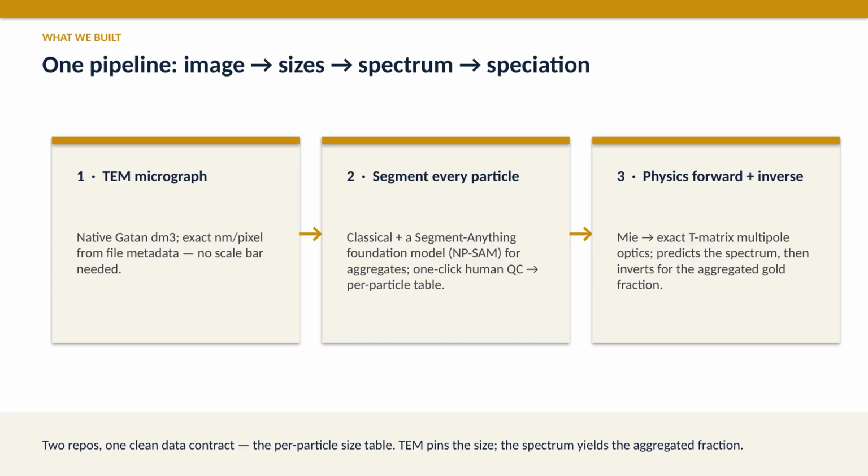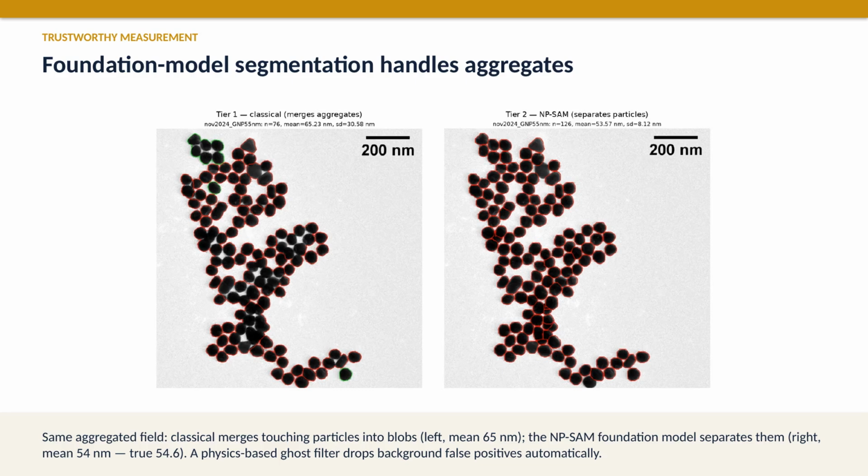A microscope image goes in. Stage 1 segments every particle, classical or a Segment Anything foundation model for aggregates, with one-click human review, producing a per-particle size table. Stage 2 feeds that into a physics model, Mie theory through exact multipole electrodynamics, and it's trustworthy. Where the classical method merges touching particles into blobs, the foundation model separates them. Claude Code wired it in and validated it against the lab's hand measurements, recovering the true size where thresholding fails.